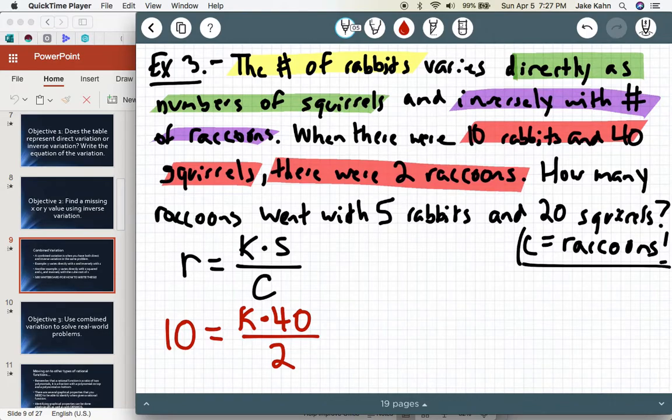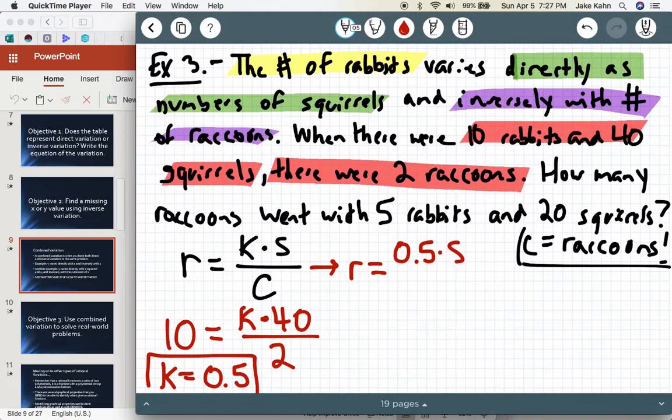Do some math here. Multiply by 2 on both sides, divide by 40, and we will get k is equal to 0.5, or 1/2. This is what our constant of variation is for this problem. So plugging that in, our equation is now r equals 0.5 times s divided by c.